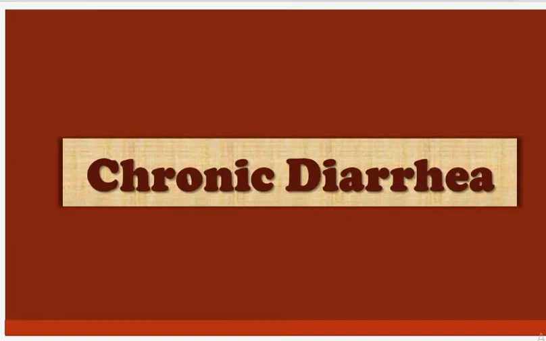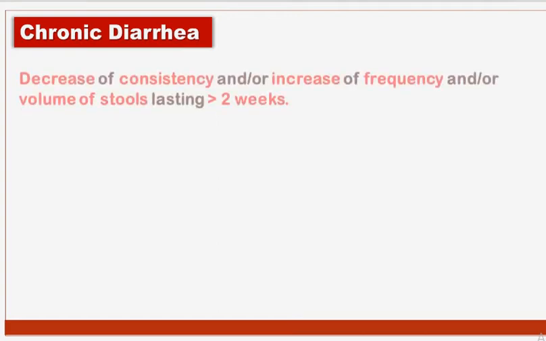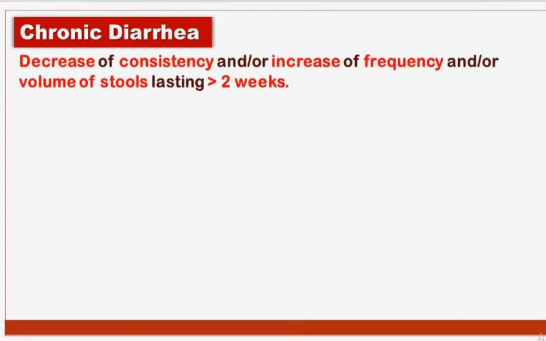Now we are finishing the acute diarrhea and we're going to the chronic diarrhea. So we said the diarrhea, it may be acute or chronic according to the duration. So chronic diarrhea, it means decrease of consistency and or increase of frequency and or volume of stool lasting for more than 2 weeks. The cut time between the acute and the chronic diarrhea, it is the 2-week duration or 14 days. So in the acute diarrhea, it was 3 or more liquid or loose or watery diarrhea. Here is decrease of consistency and or increase of frequency.